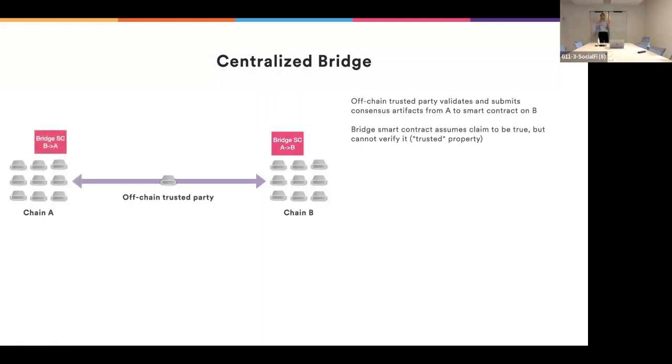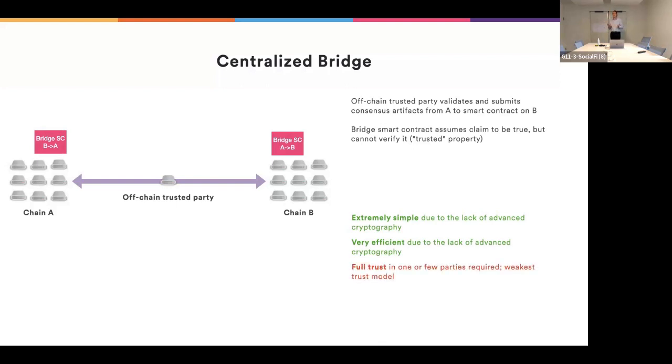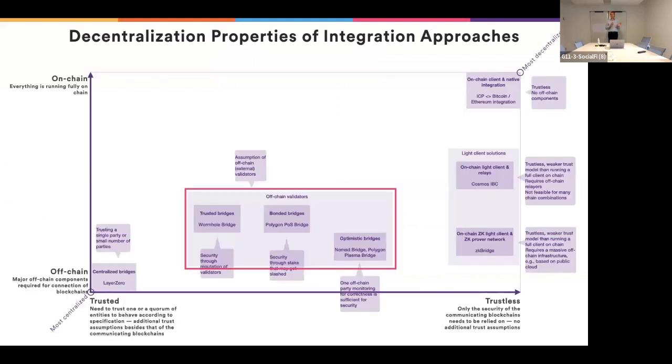And we can use it for almost any kind of blockchain integration in both directions because it doesn't have any complex crypto protocols. So the advantages are: this is extremely simple because it doesn't have advanced crypto. It's very efficient also because it doesn't have advanced crypto. The problem is it's not trustless. It requires full trust in one or in few parties sitting between the two blockchains here. And that's why it's the weakest trust model. So it's not the best bridging model. Let's now move further to the right and up to better decentralization.